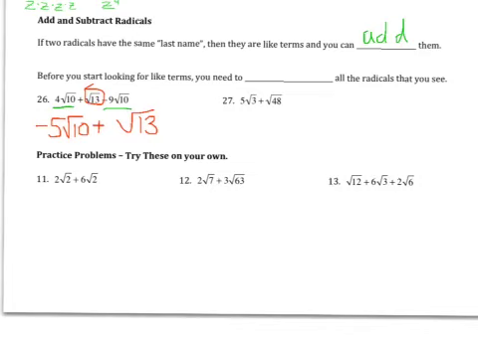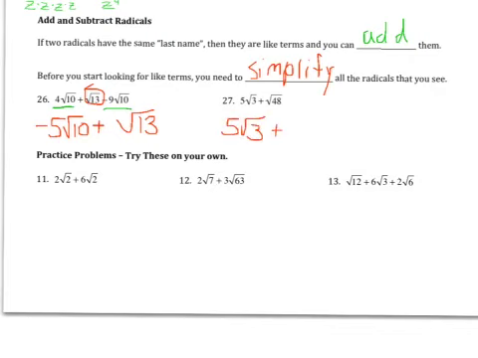Before you start looking for like terms, you need to simplify all the radicals that you see, if they're not simplified already. So, if we take a look at number 27, we have 5 root 3 plus the square root of 48. So, we can simplify the square root of 48. 5 root 3 is already simplified.